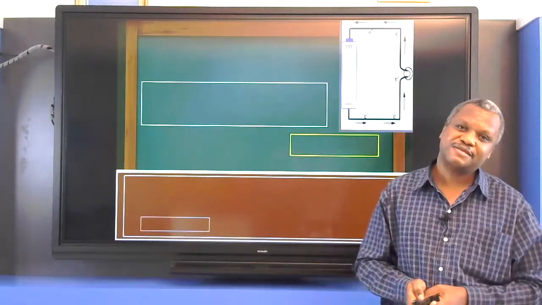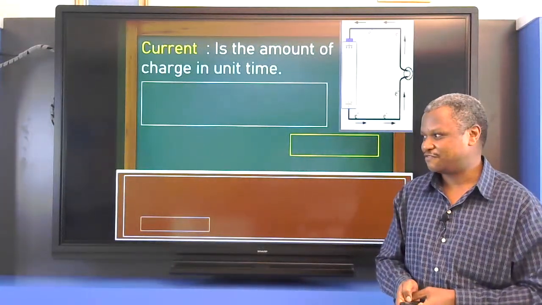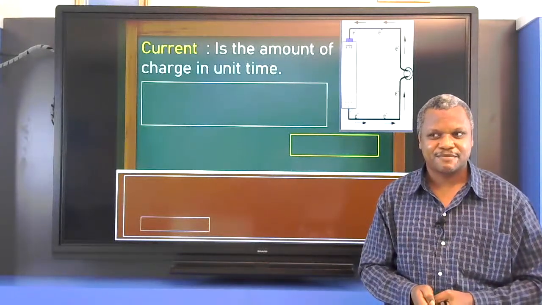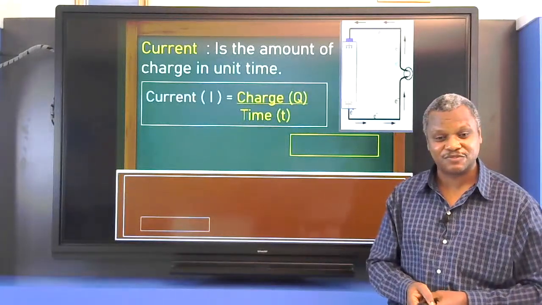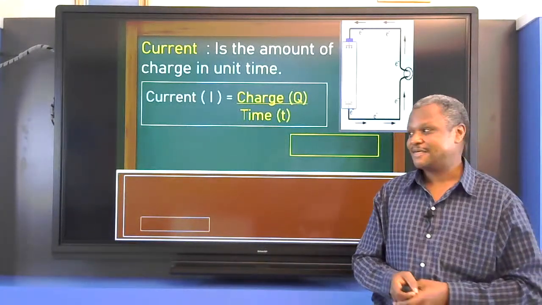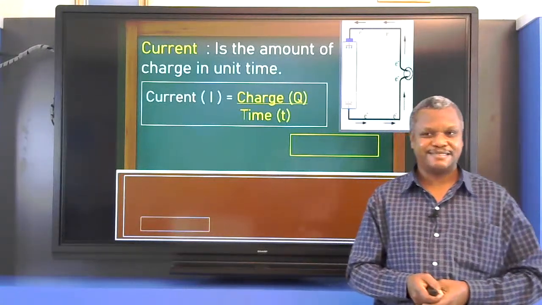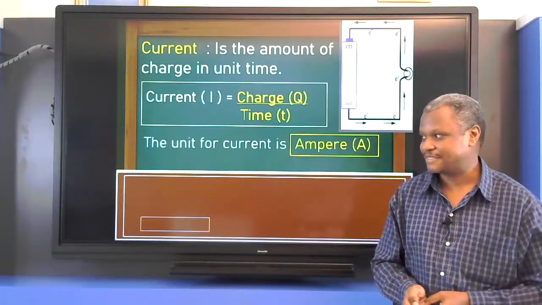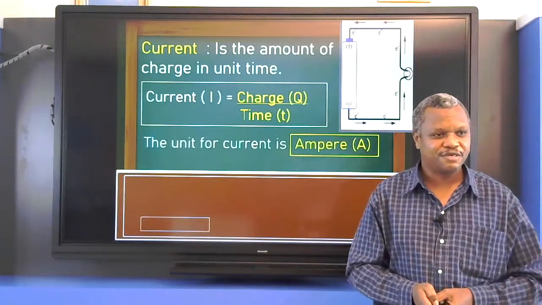Now, to begin with, current is the amount of charge in unit time. Or else, we have a formula for this. You can say that current is equal to charge divided by the time. The symbol for charge is letter Q. The symbol for time is letter T. So the unit for current is what we call ampere. I think we did this last week before the break.